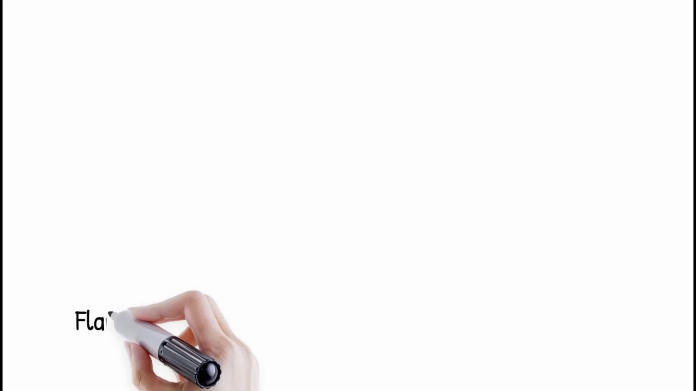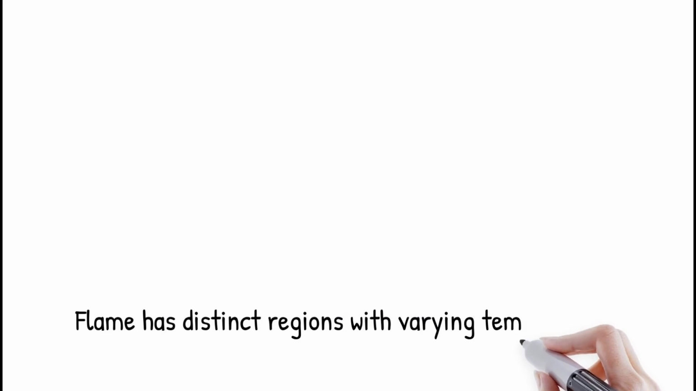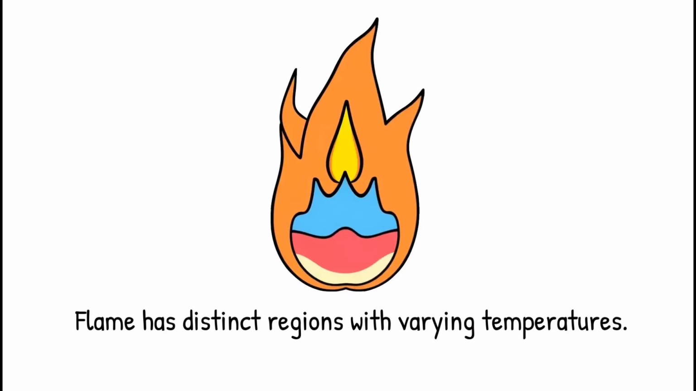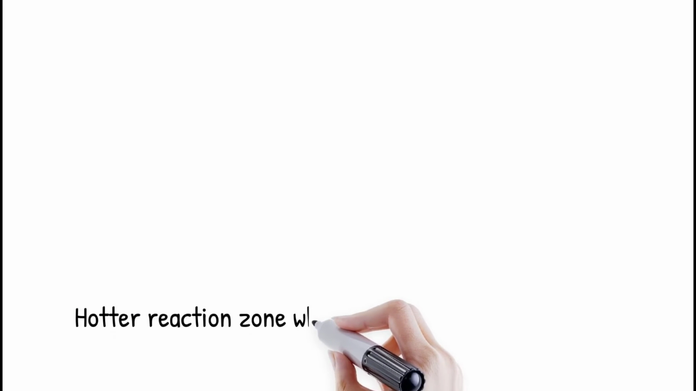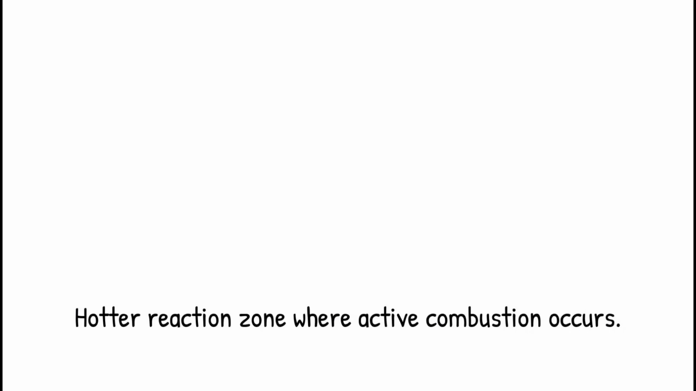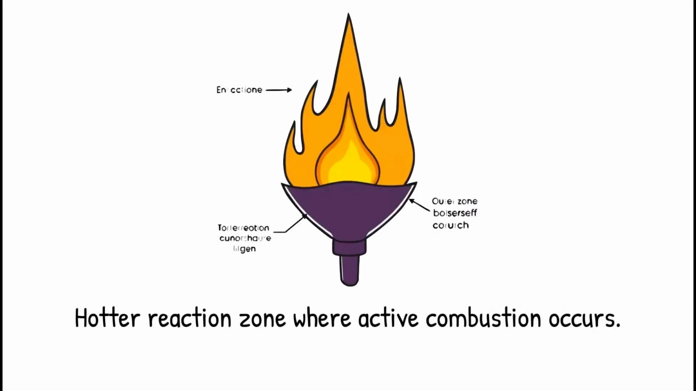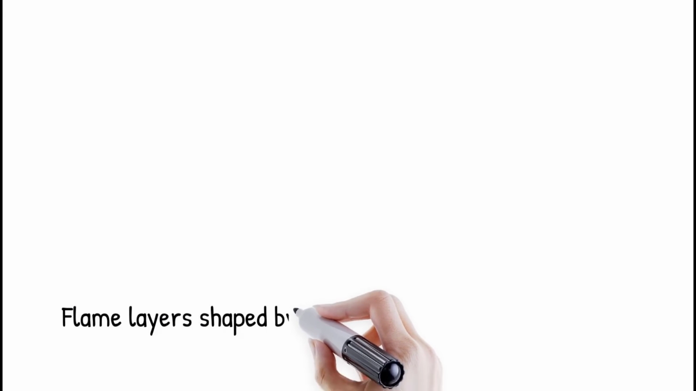A flame is not uniform. It has distinct regions with different temperatures and chemical compositions. The inner zone is often cooler and contains unburned fuel vapors. Surrounding it is the hotter reaction zone where active combustion takes place. The outer cone is where complete combustion occurs, producing the brightest light. These layers are shaped by convection currents and the diffusion of oxygen into the flame.